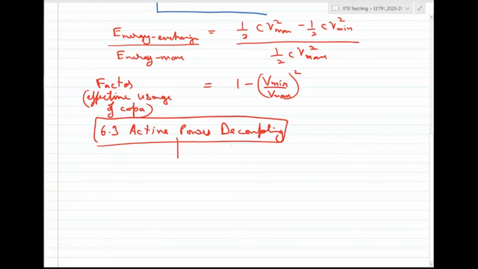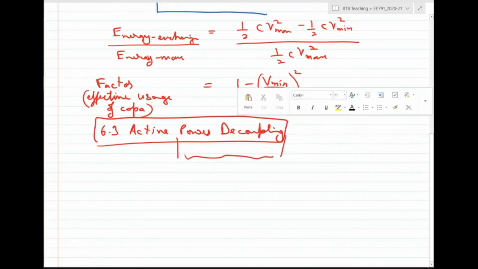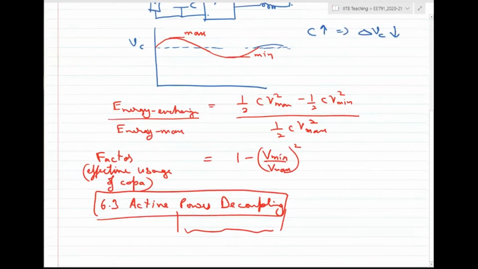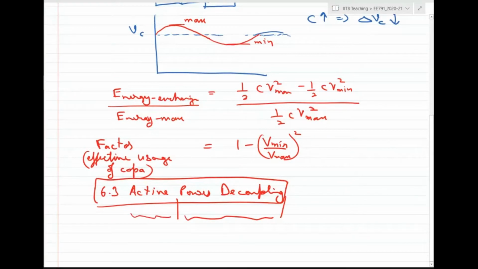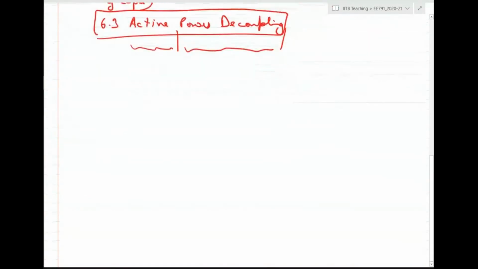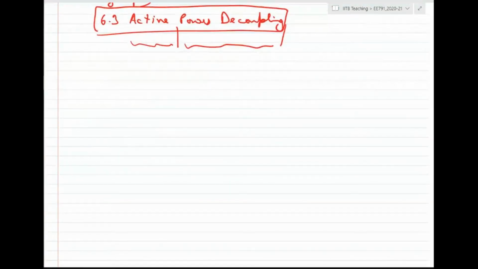Now, what is power decoupling? Power decoupling essentially means that you want to decouple the oscillatory power from the average power. You want to supply the oscillatory power from the capacitor and you want to supply the DC power from the panel. Active power decoupling means where you can actively decouple this oscillatory and the DC component. So how is it done is something like this.